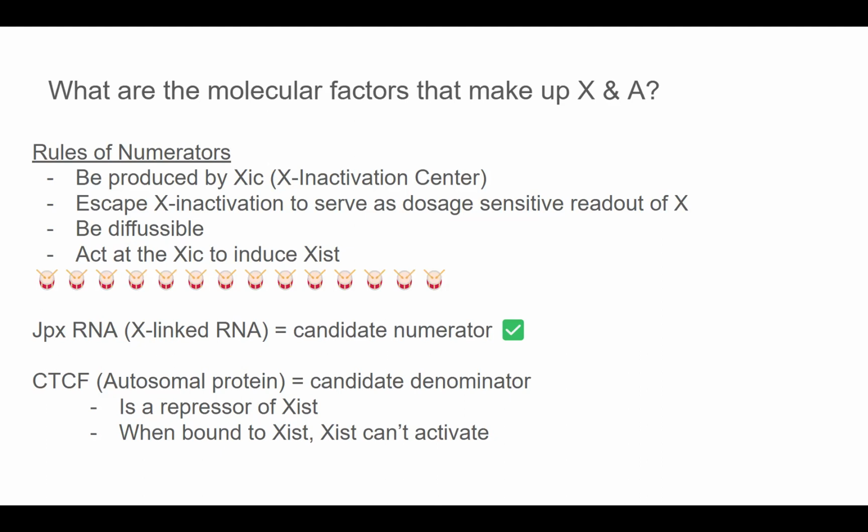So by process of elimination, they were able to find that JPX is the candidate numerator, and that is produced in the X-linked center. As for the denominator, they found that it was the CTCF autosomal protein, and it is a repressor of X-cyst. When bound to X-cyst, it can't be activated.